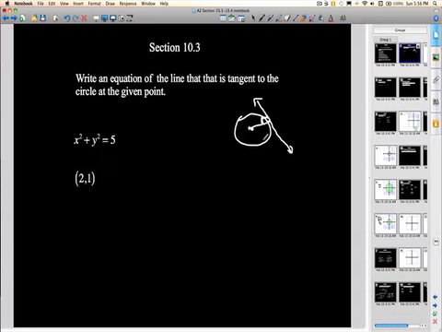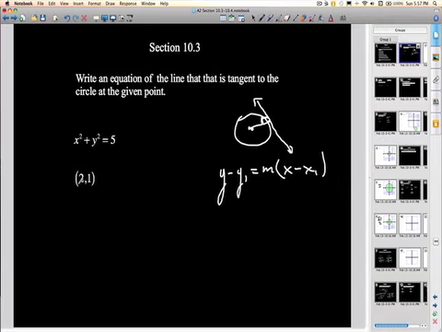So if we want to go ahead and write the equation of this, if I find the slope of the radius going to the point (2, 1), then I can use that slope to find the slope of the tangent line, and with the slope and a point I can use point slope, y minus y1 equals m times x minus x1. I can use this to write the equation of the tangent line.